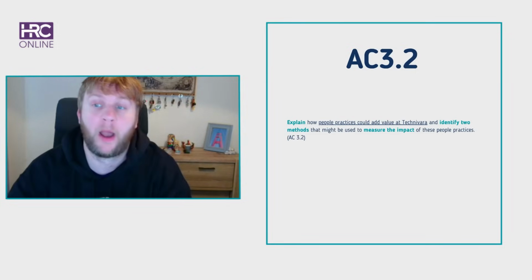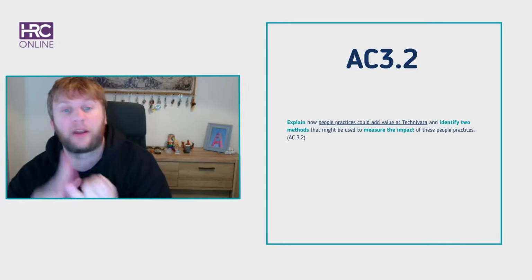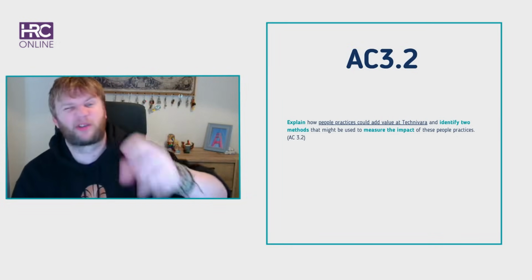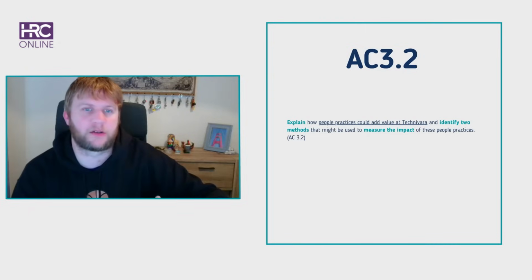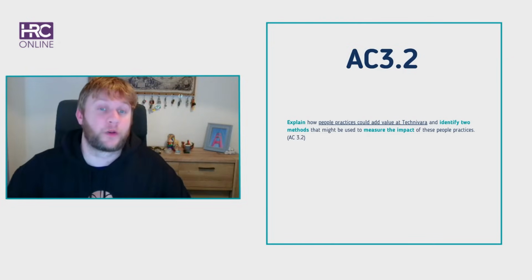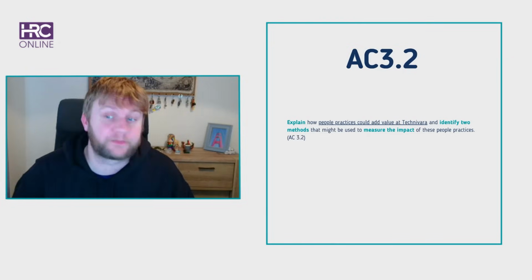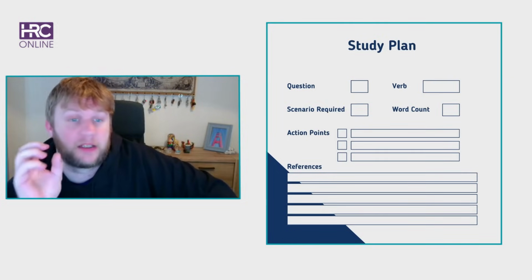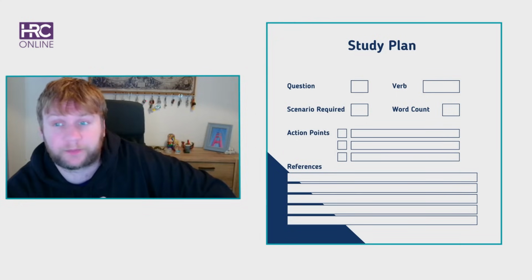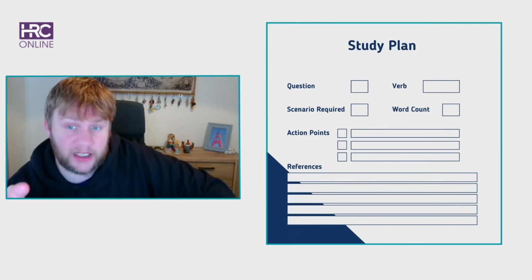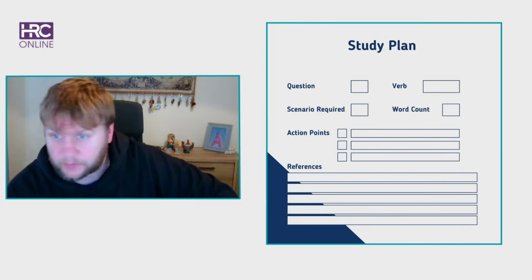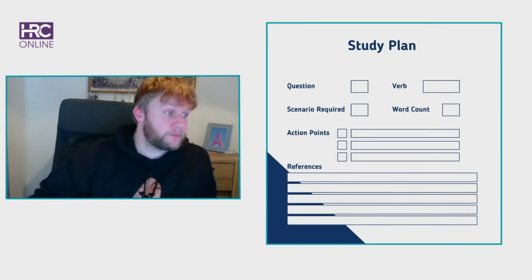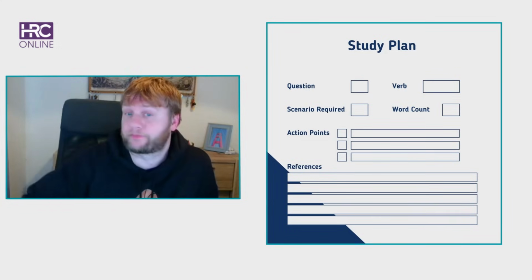You've got action points. So you've got identified method 1, identified method 2. 2 critical action points for this particular question for me. And you've got 414 words, so that's 200 words per action point. So if we give you the example of our study plan, you've got your question, which is 3.2. You've got your verb, which is explain, scenario required, yes. Word count, 414. Impact measure 1, impact measure 2.